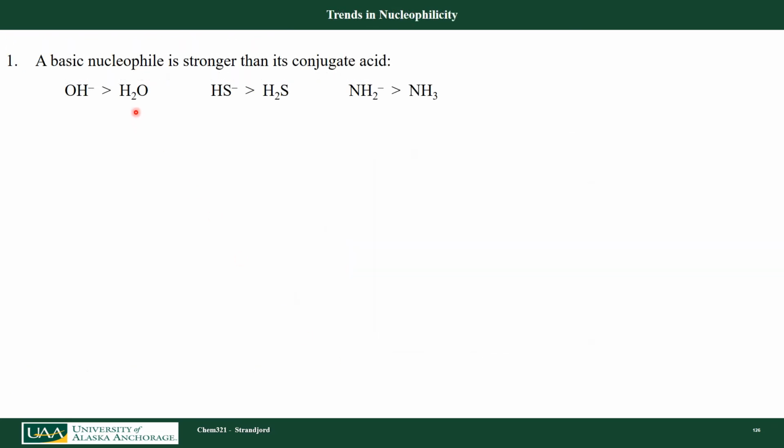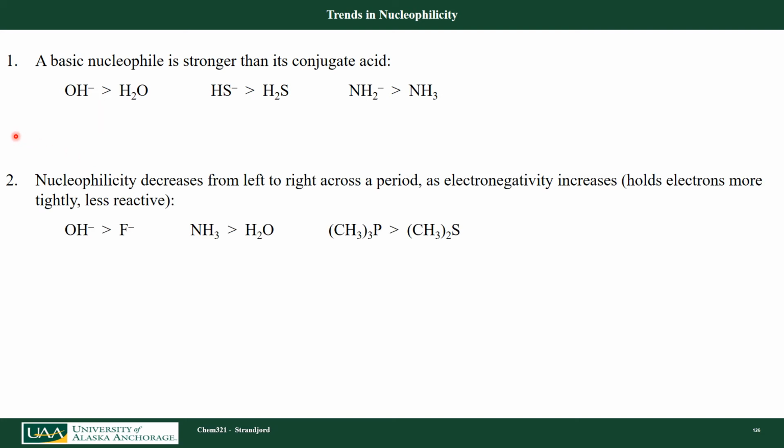Let's just look at some nucleophile trends again. Hydroxide is a stronger nucleophile than its conjugate acid. The sulfhydride is a stronger nucleophile than the thiol, and the amide is a stronger nucleophile than the ammonia. That's because I have these charges on there, these lone pair electrons that are very reactive.